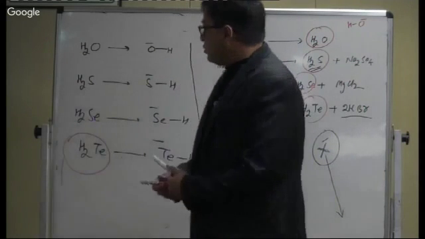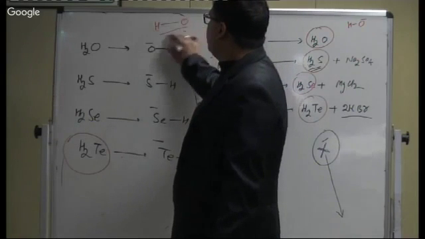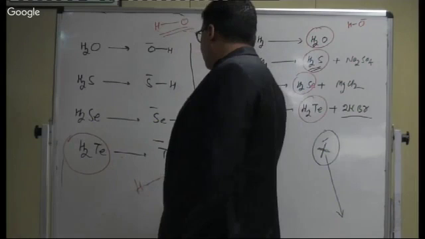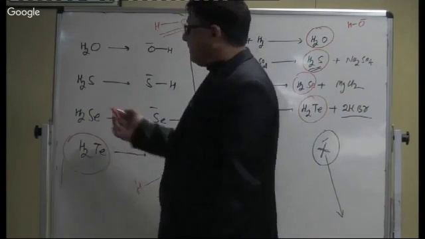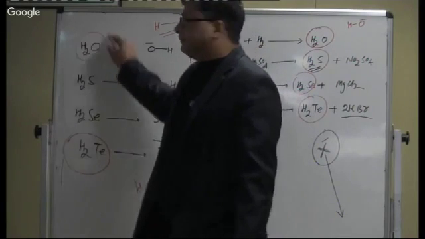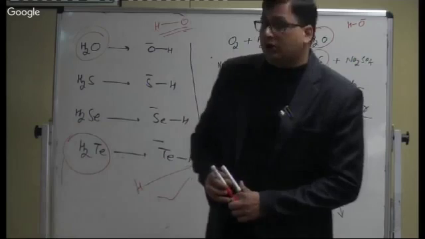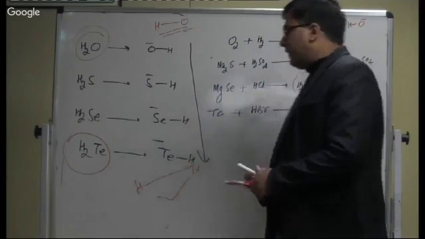Why is H2O the most stable? Because the H and O bond is stronger, whereas for H and Te, the bond length is very large and the bond is weaker. So thermal stability means at what temperature it undergoes dissociation. So the most stable is H2O. Thermal stability for almost all hydrides decreases down the group. Clear?